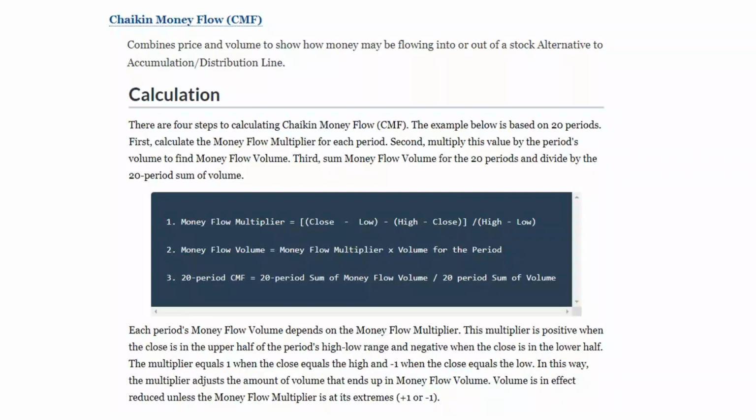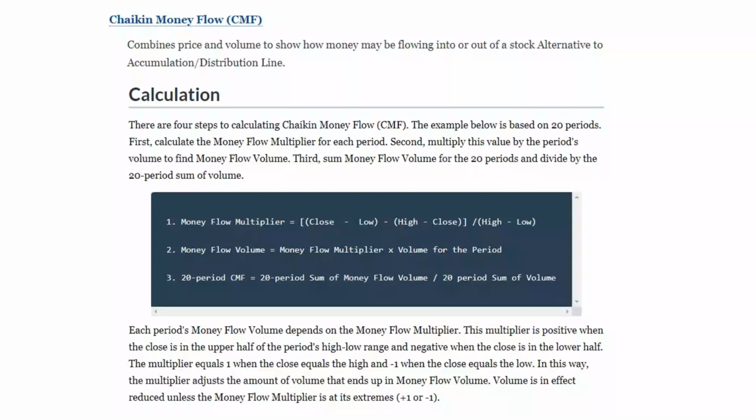And if it closes in the middle of the bar, it gets a 0. Then what it does is it takes that reading and multiplies it times the volume for that particular day, for that particular bar, that period. It doesn't have to be a day. In my case, I'm looking at months actually.